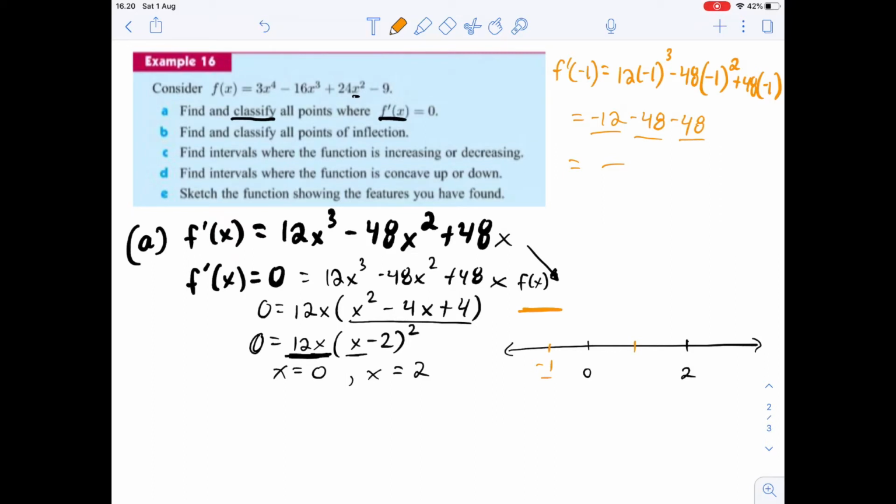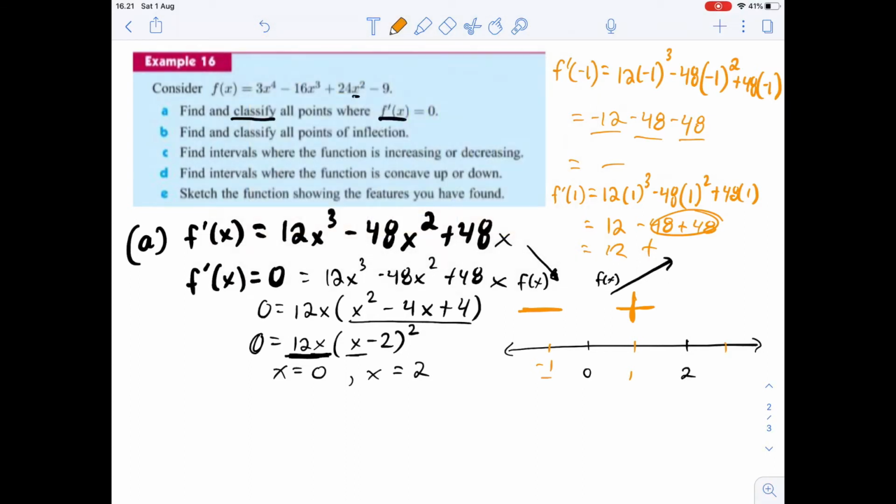All right, now I want to check a number between 0 and 2. We'll check 1. So f prime of 1 is equal to 12 times 1 to the third power minus 48 times 1 to the second plus 48 times 1. That's 12 minus 48 plus 48. You can see this go to 0, and I'm left with 12, which is a positive number. So this is going to be positive, which means f of x is going to be increasing.